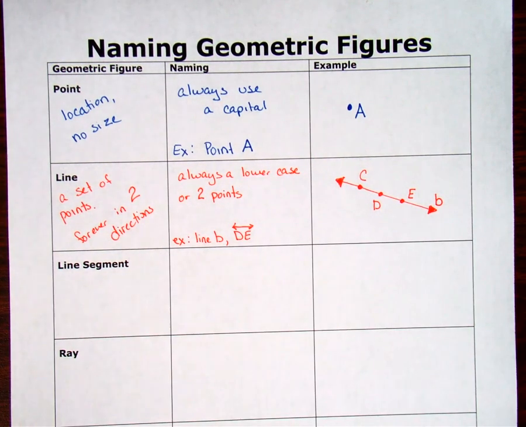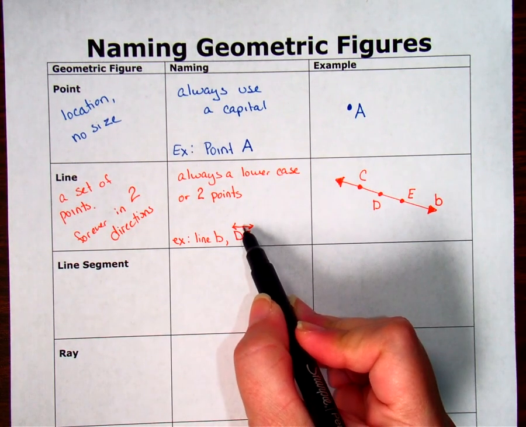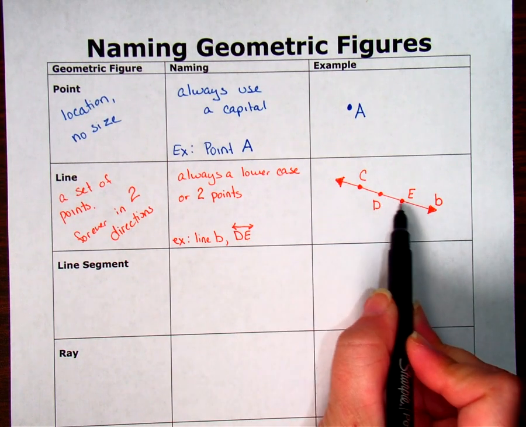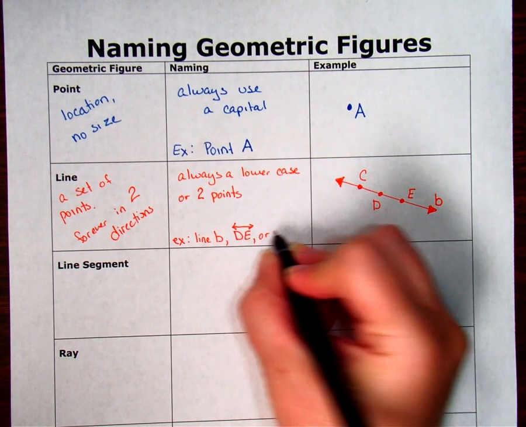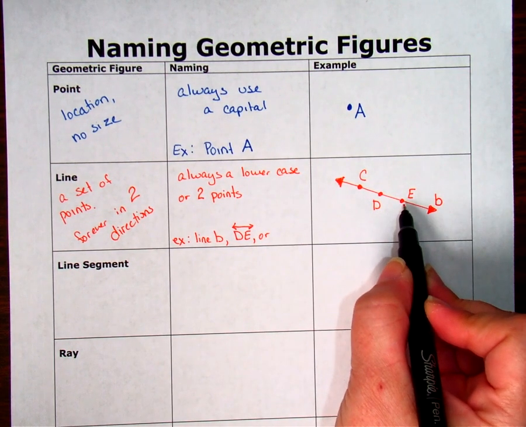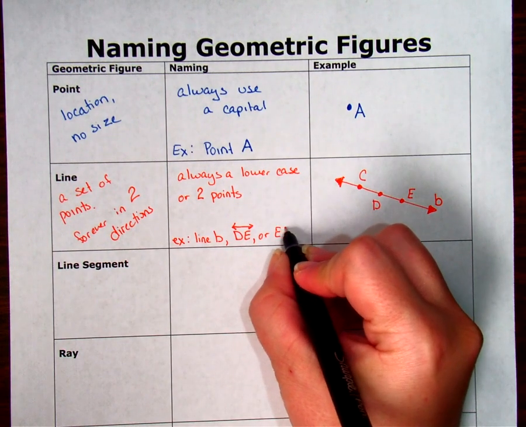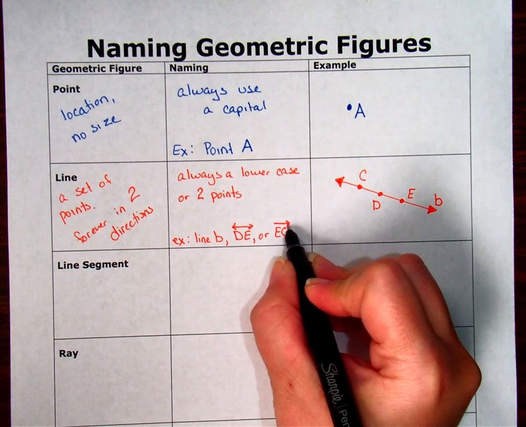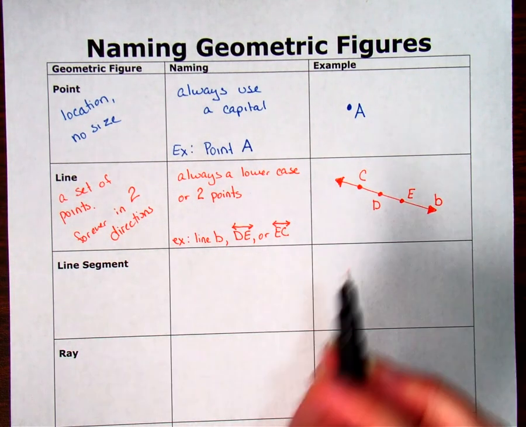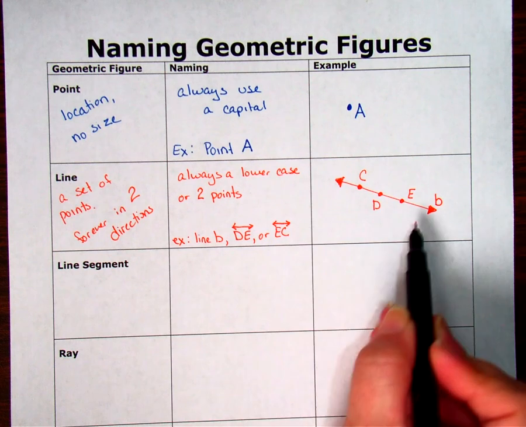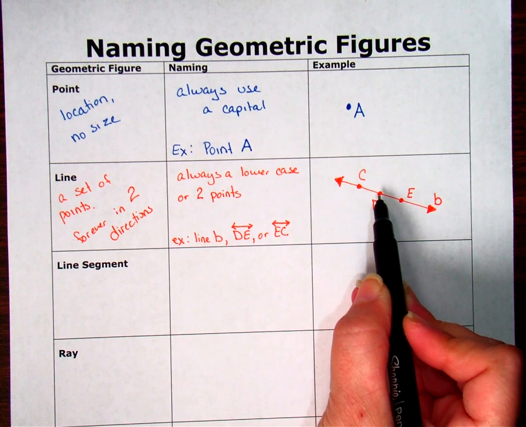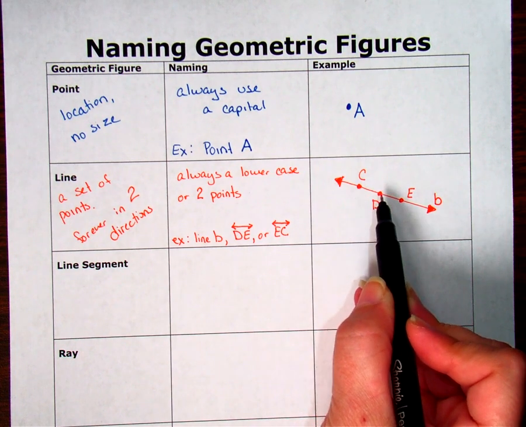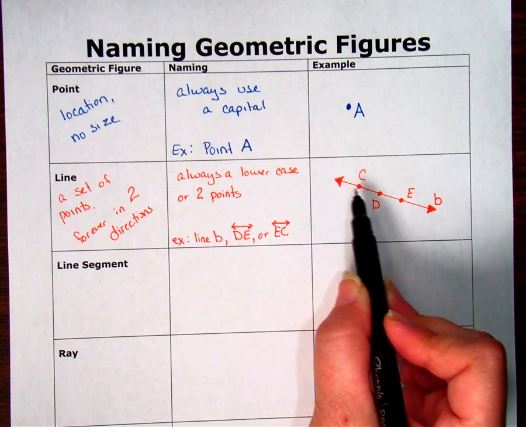Notice I drew a little line above it with arrows on both ends. That's what tells me that it is a line that goes through points D and E. There's only one line that will connect through points D and E. Or I could say line EC. And again, to show that it's a line, I'm going to draw a little line with 2 arrows right above it. So it's the line that goes through point E and point C. There's only one line that will connect them. I could have also said DC or line CD or CE. Any 2 points on this line I could pick.